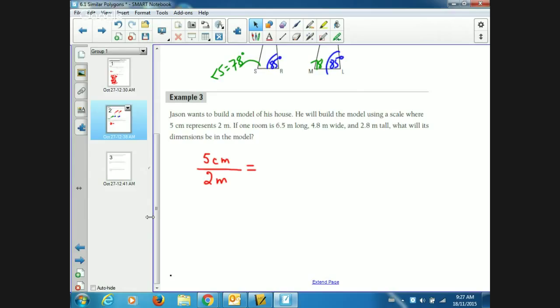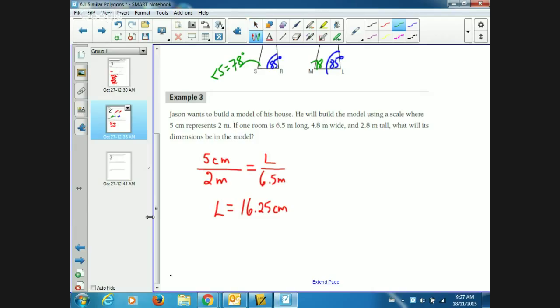So, for the model, let's see here. One room is 6.5 meters long. Well, let's figure out how long in real life. I said this backward. No, I want the dimensions of the model, right? In the actual room, it's 6.5 meters, okay. L is the length on the model. We'd cross multiply 5 times 6.5 and divide by the 2. You get a length of 16.25 centimeters on the little model of the room.